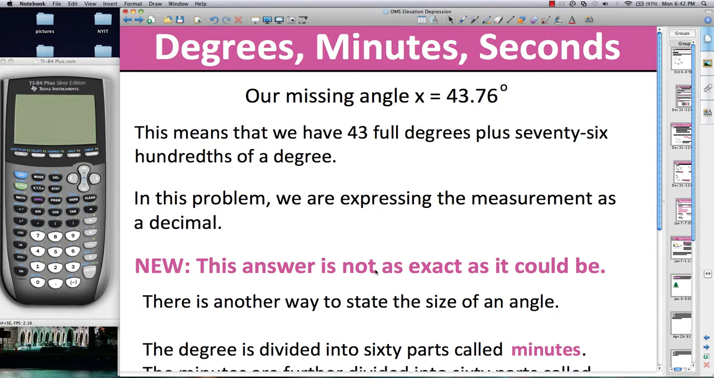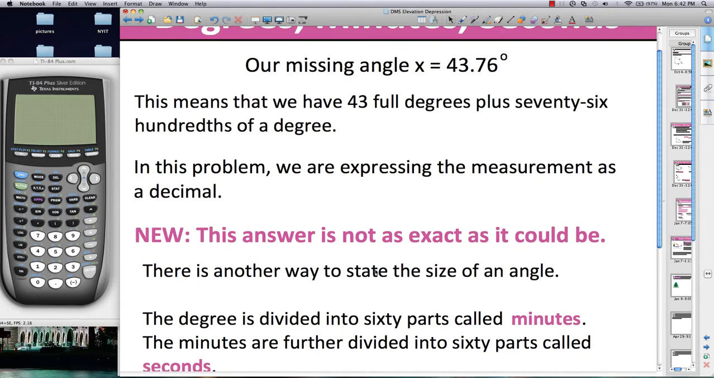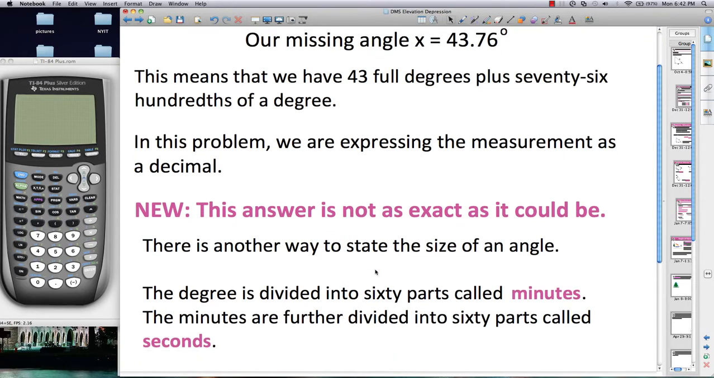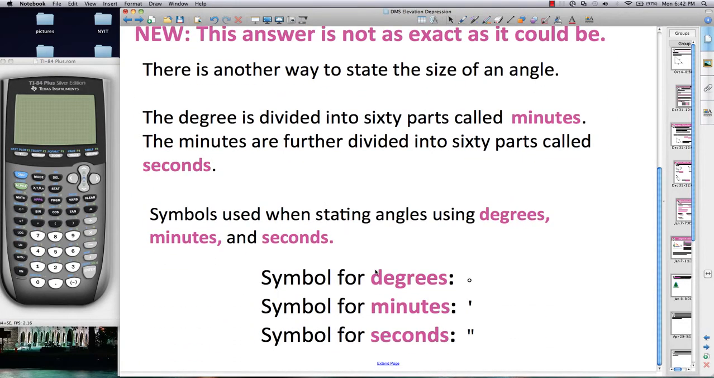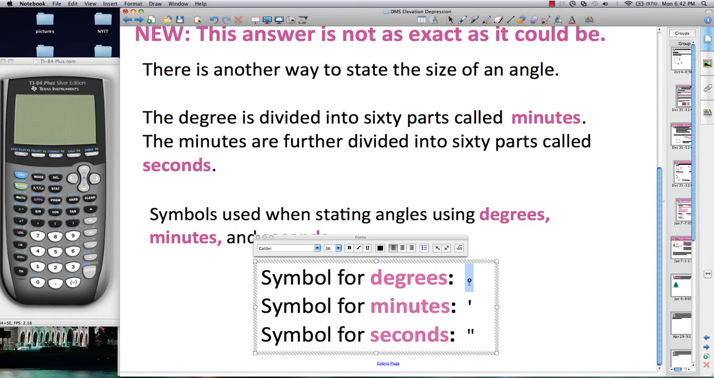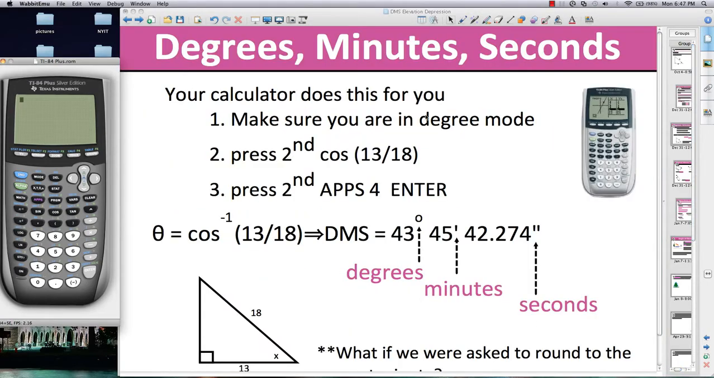A degree is divided into 60 parts called minutes. The minutes are further divided into 60 parts called seconds. And we use specific symbols when dealing with degrees, minutes, and seconds. Obviously, the degree symbol you know. If we're using the symbol for minutes, it looks like this, and the seconds would look like that. So it would just be two of them. Our calculator will actually do all the work for us when converting to degrees, minutes, and seconds.